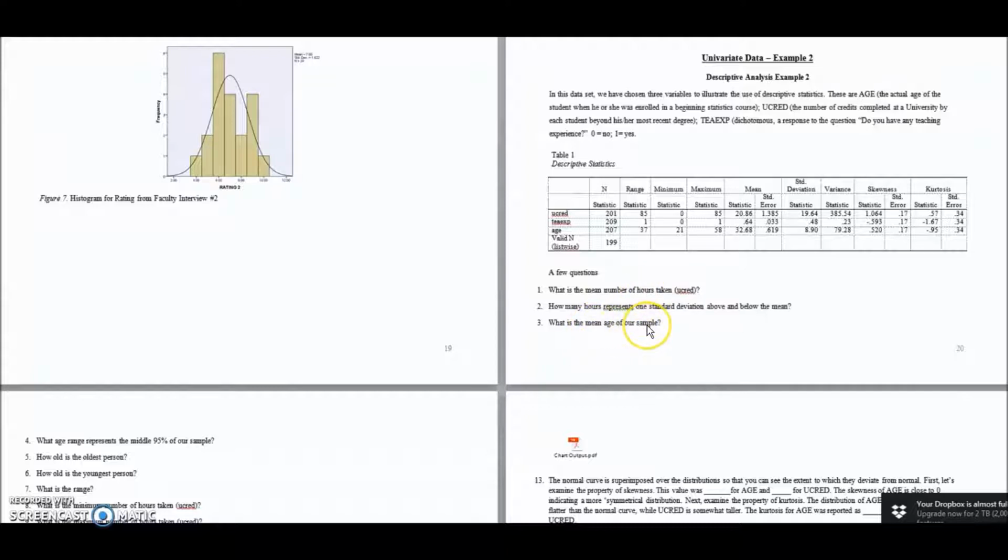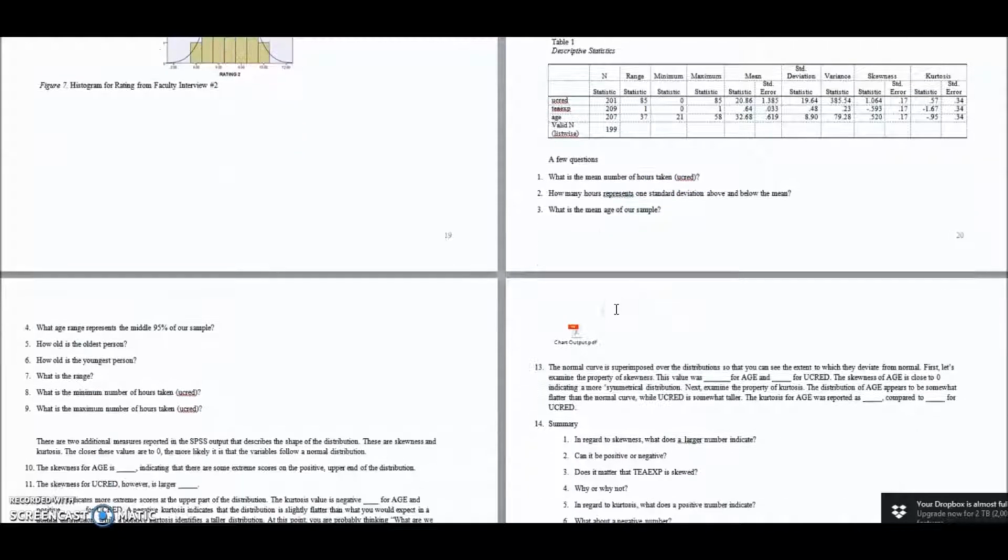What is the mean age of our sample? You know how to look at the mean age of the sample. What is the mean age that is there? Then you go down and we look at what age represents the middle 95th percentile of the sample. Remember how we found out the 95th percentile. What is the 95th percentile on a normal distribution curve?